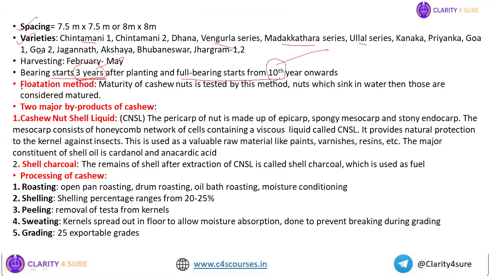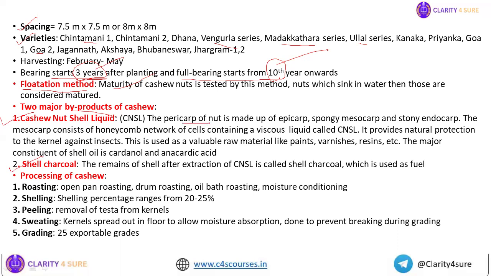Then another very important thing is the flotation method. What is this flotation method? It is a judgment of the maturity of cashew nuts. If the nuts sink in the water, then they are considered to be matured. Next is two major byproducts of cashew. Again, very important. This is cashew nut shell liquid, and another one is shell charcoal.